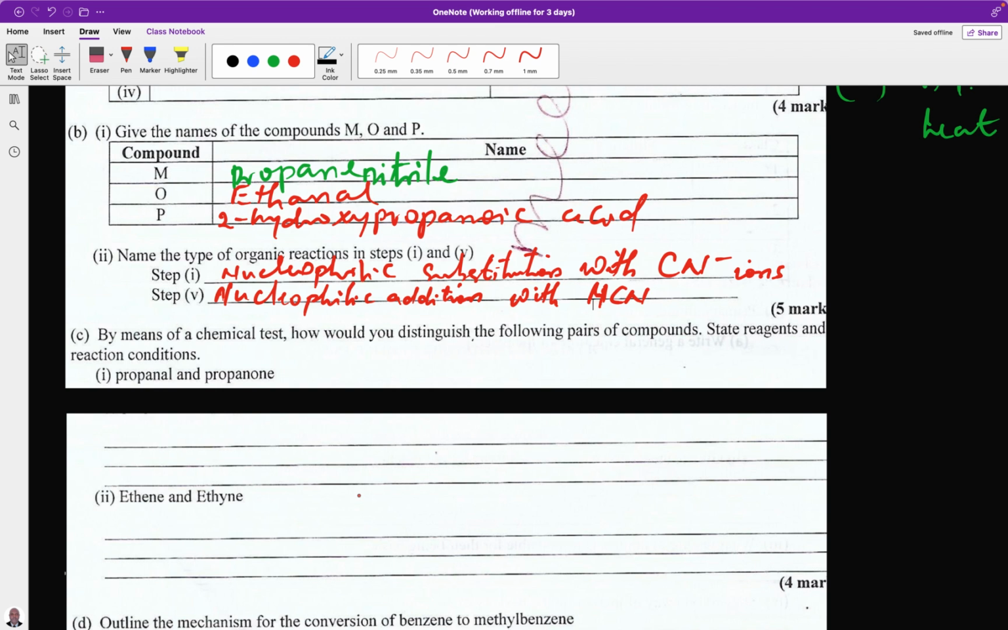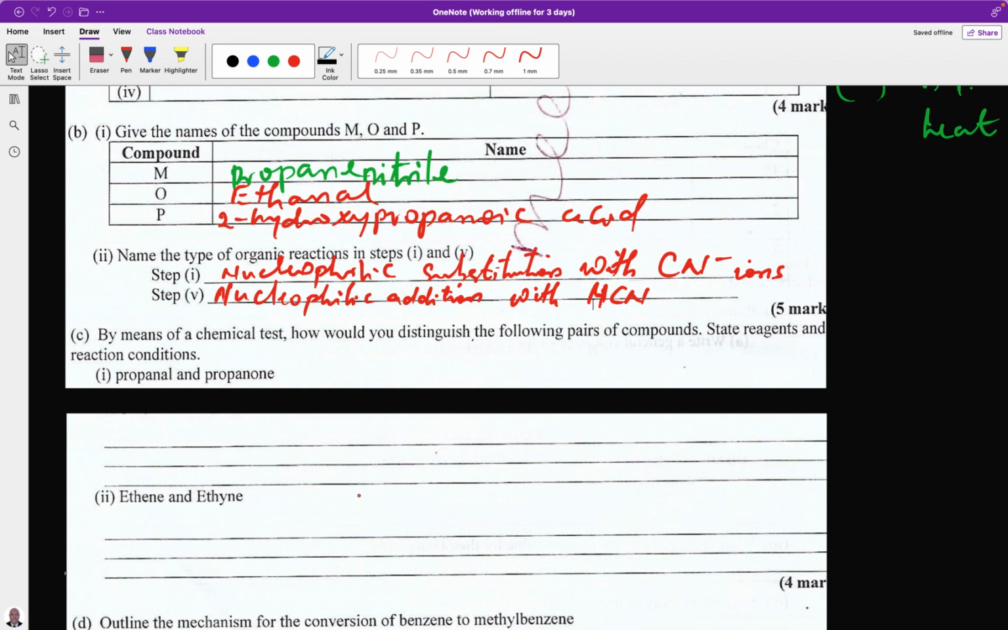Now, the C part of it tells us, by means of a chemical test, how would you distinguish the following pairs of compounds, stating the reagent and the reaction conditions? You know that these are all carbonyl compounds. Propanal and propanone all have the carbonyl group. If you have been watching our previous video, you will see how we can identify that this compound is a carbonyl compound. There's a reagent we usually use for that. Then there's another reagent we will use to differentiate between the different classes of carbonyl compound.